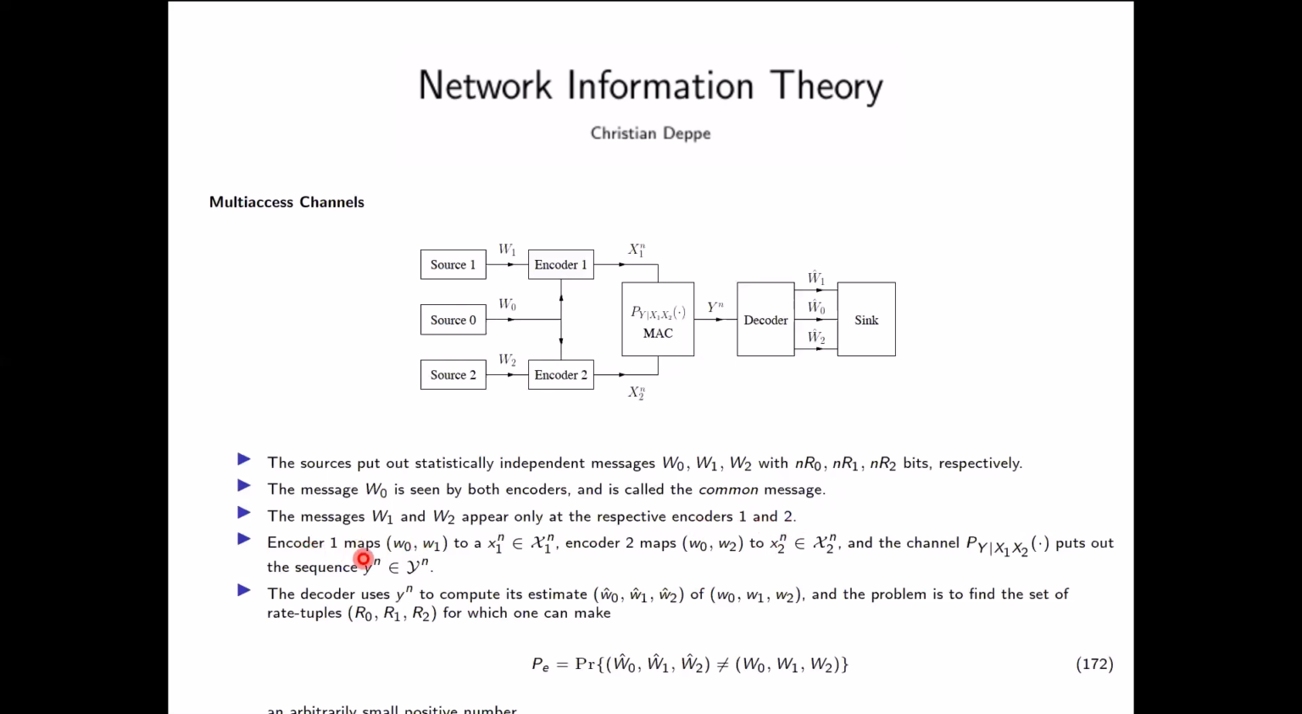So encoder 1 maps W0 and W1 to a sequence x1 to the n, and encoder 2 maps W0, W2 to a sequence x2 to the n. And the channel puts out the sequence y to the n. Now the receiver uses this output y to the n to compute estimates of W0, W1, and W2. And the problem is to find rate tuples R0, R1, R2 for which one can make the error probability arbitrarily small.